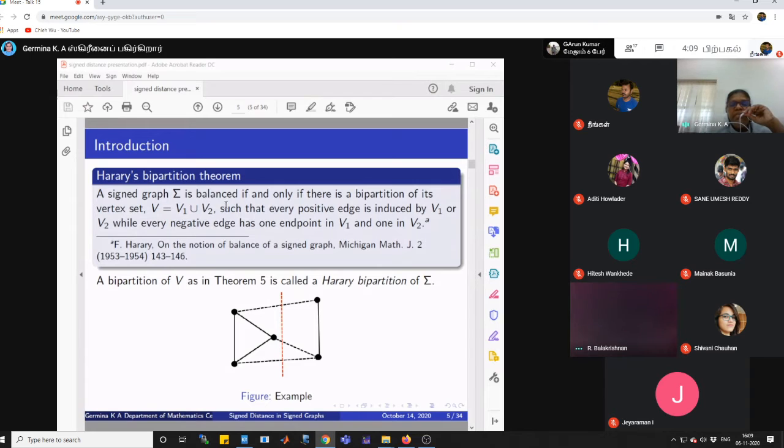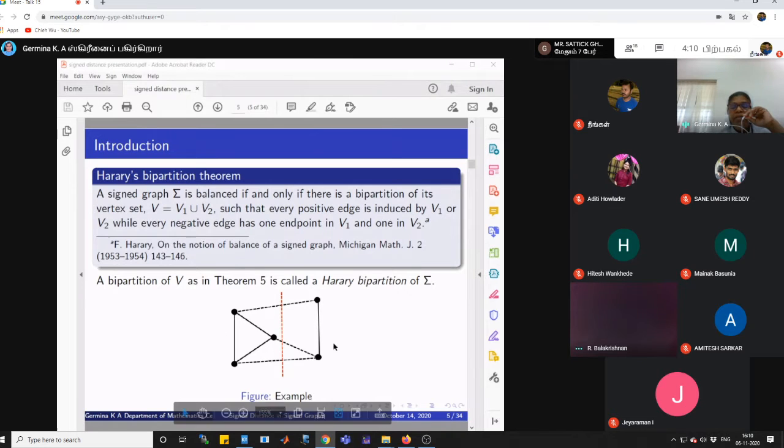A signed graph sigma is balanced if and only if there is a bipartition of its vertex set V, which is V1 union V2, such that every positive edge is induced by V1 or V2, while every negative edge has one endpoint in V1 and one endpoint in V2. That is, you can partition the vertex set into two parts such that all the edges within V1 are positive, all the edges within V2 are also positive, and all the edges in between V1 and V2 are negative.